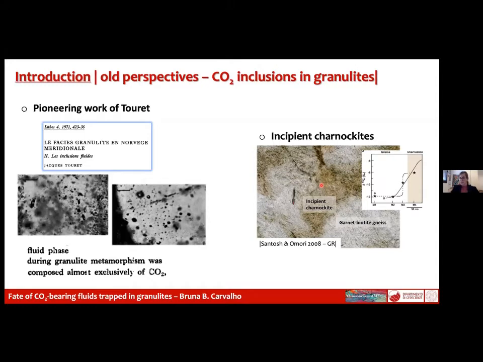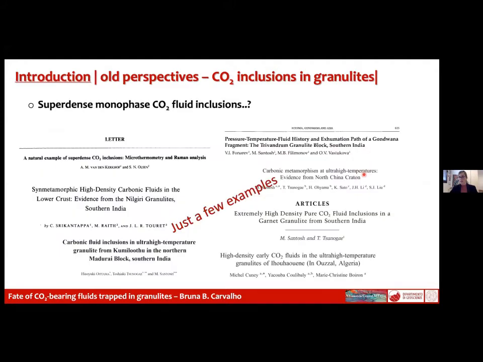In this place, CO2 fluid has been interpreted to infiltrate a garnet-biotite gneiss to form the dry assemblages of the charnockites. And additionally, there is an extensive literature about the presence of superdense monophase CO2 inclusions in granulites. However, the timing of entrapment of these inclusions sometimes remains controversial.